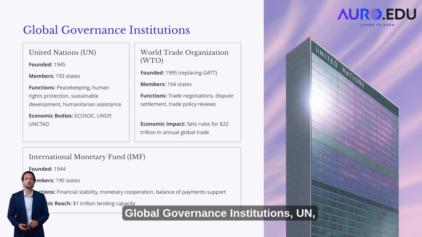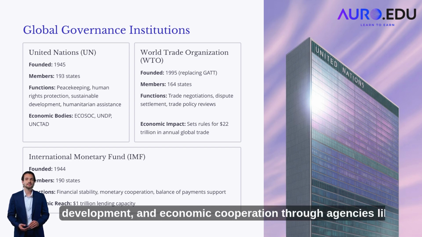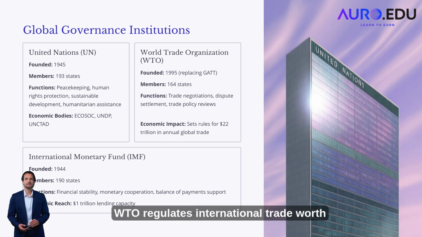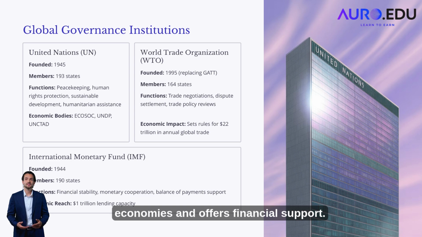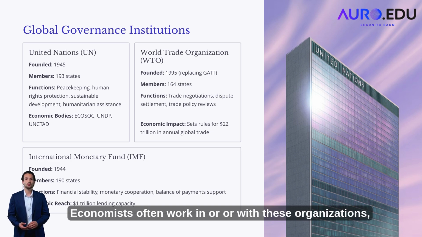Global governance institutions. UN works on peace, development, and economic cooperation through agencies like UNCTAD. WTO regulates international trade worth $22 trillion annually. International Monetary Fund stabilizes economies and offers financial support. Economists often work in or with these organizations, providing policy analysis and economic forecasts.